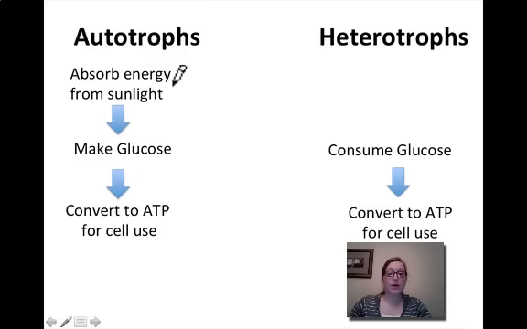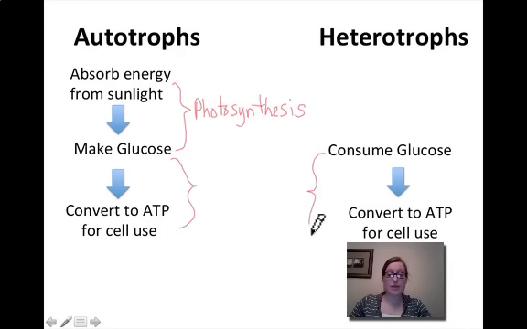Okay, well, we have a name for these two processes. Okay, autotrophs are going to use photosynthesis in order to convert the energy of sunlight into glucose. Okay, and then both autotrophs and heterotrophs are going to use cell respiration to take that glucose energy, break it down, and turn it into ATP so we have cellular use.